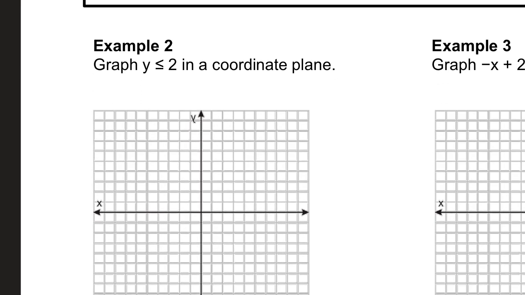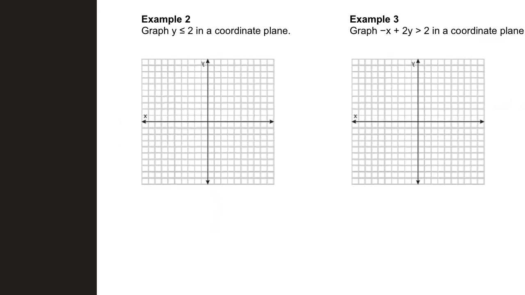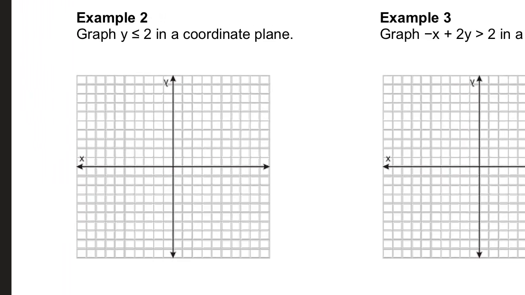So let's go to this first one right here, example number 2. We're going to graph y less than or equal to 2. So this, if you remember right, is going to be an equation where the y crosses the y-axis at 2, and is going to be a solid line because of this equal to symbol. And it's also a horizontal line because it's a y-only equation. So there's the first part.